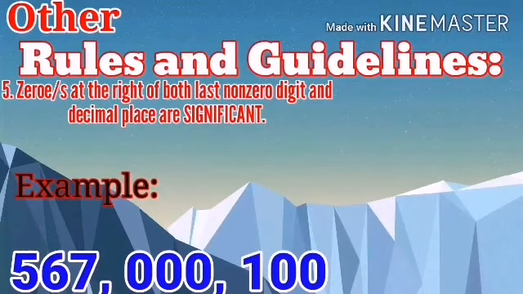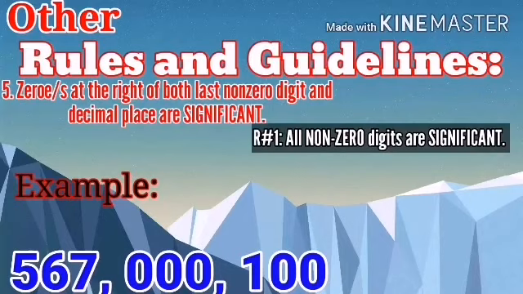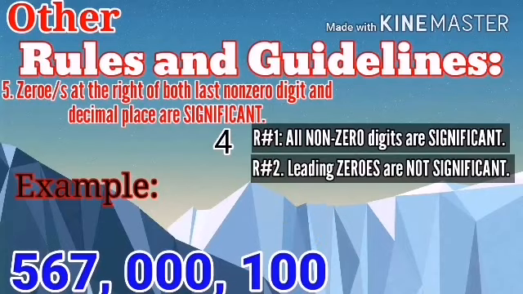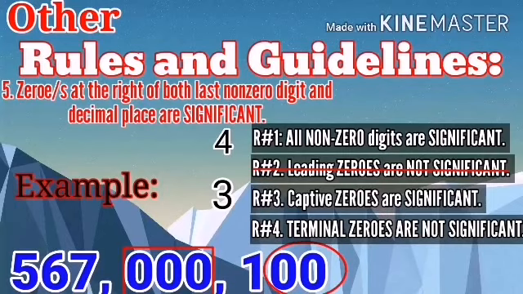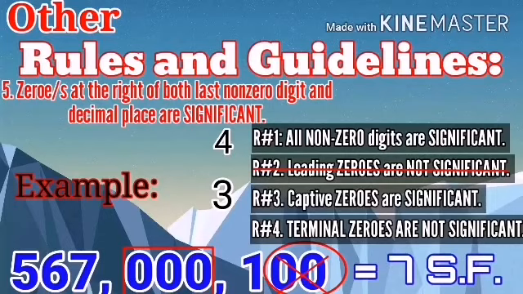Ngayon balikan muna natin ang rule number 4 para makita natin ang difference. Okay, we have here the set of numbers. From rule number 1, we have 4 significant figures. From rule number 2, we don't have leading zeros. Rule number 3, do we have captive zeros? Yes, we do have. And we have 3. Okay, now, rule number 4, terminal zeros are not significant. Okay, we have there terminal zeros. So, all in all, we have 7 significant figures.